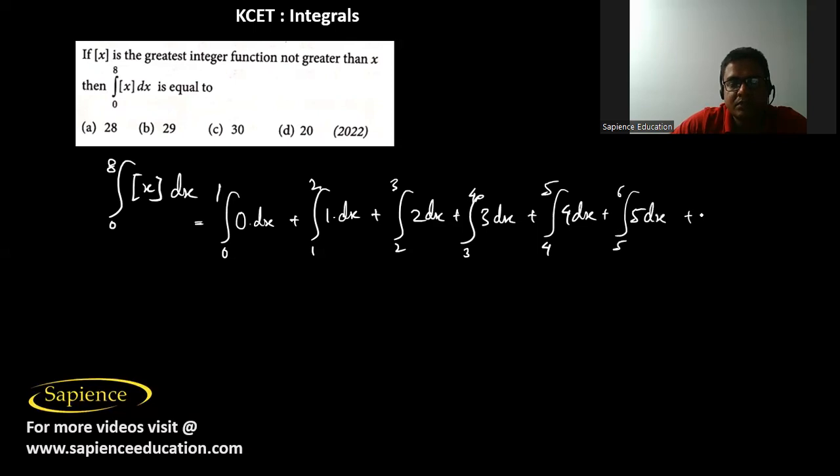Plus from 2 to 3, that will be 2 dx. And from 3 to 4, that will be 3 dx. And from 4 to less than 5, that will be 4 dx. And from 5 to 6, it will be 5 dx, plus then 6 to 7 will be 6 dx. Then plus from 7 to 8, it will be 7 dx.